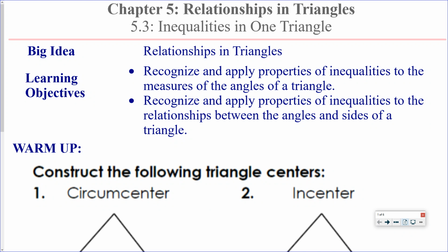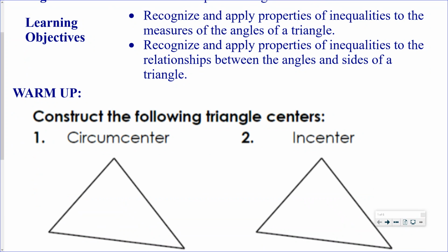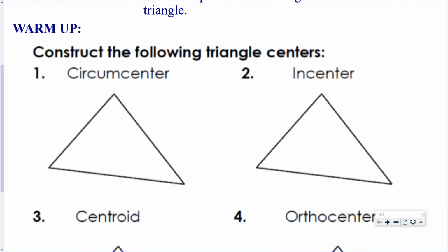All right, as a little refresher, I like this warm-up. It says, construct the following triangle centers. We're not going to do it with compasses or anything. We're just going to sketch this. So who can remind me what makes up the circumcenter? The intersection of what? Perpendicular bisectors. A perpendicular bisector of each side is 2 things. It bisects it, meaning it intersects at the midpoint, and it's perpendicular to that segment.